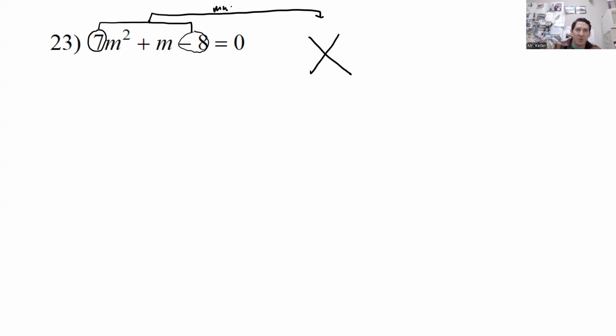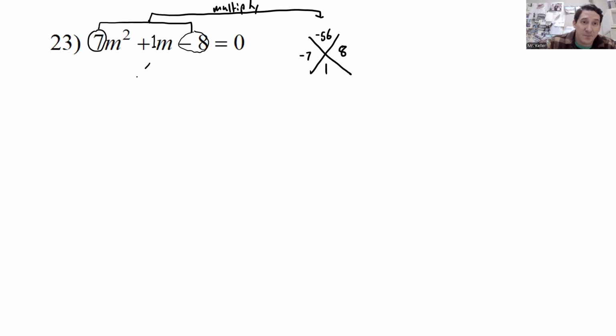So we're going to multiply. So 7 times negative 8 is negative 56. Remember that invisible math, there's a 1 in front of that m. So there's a 1 that goes on the bottom here. Two numbers that multiply to negative 56 and add to a positive 1. That's going to be a negative 7, positive 8. Since there's that 7 in front of the m squared, we can't use the X factor shortcut.